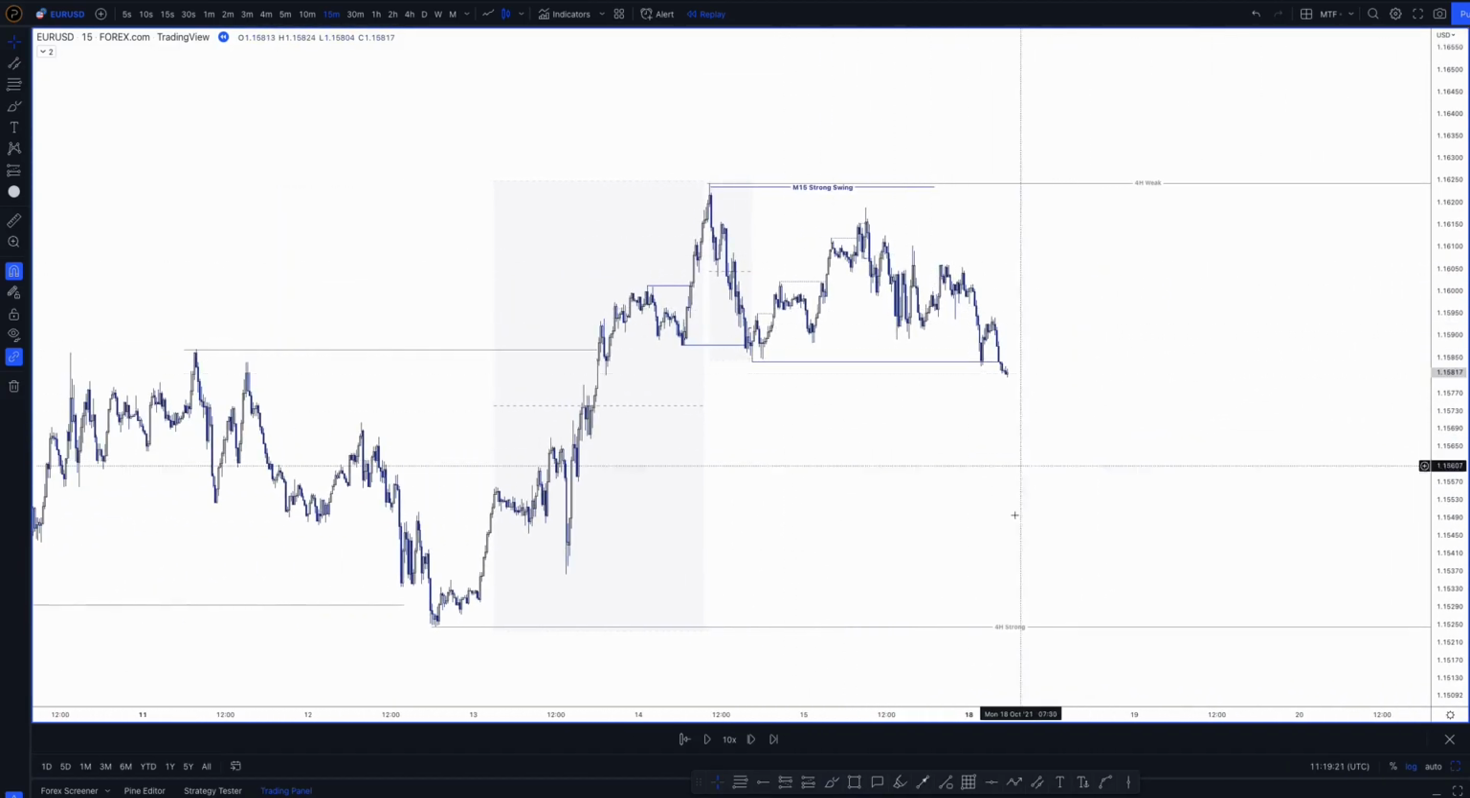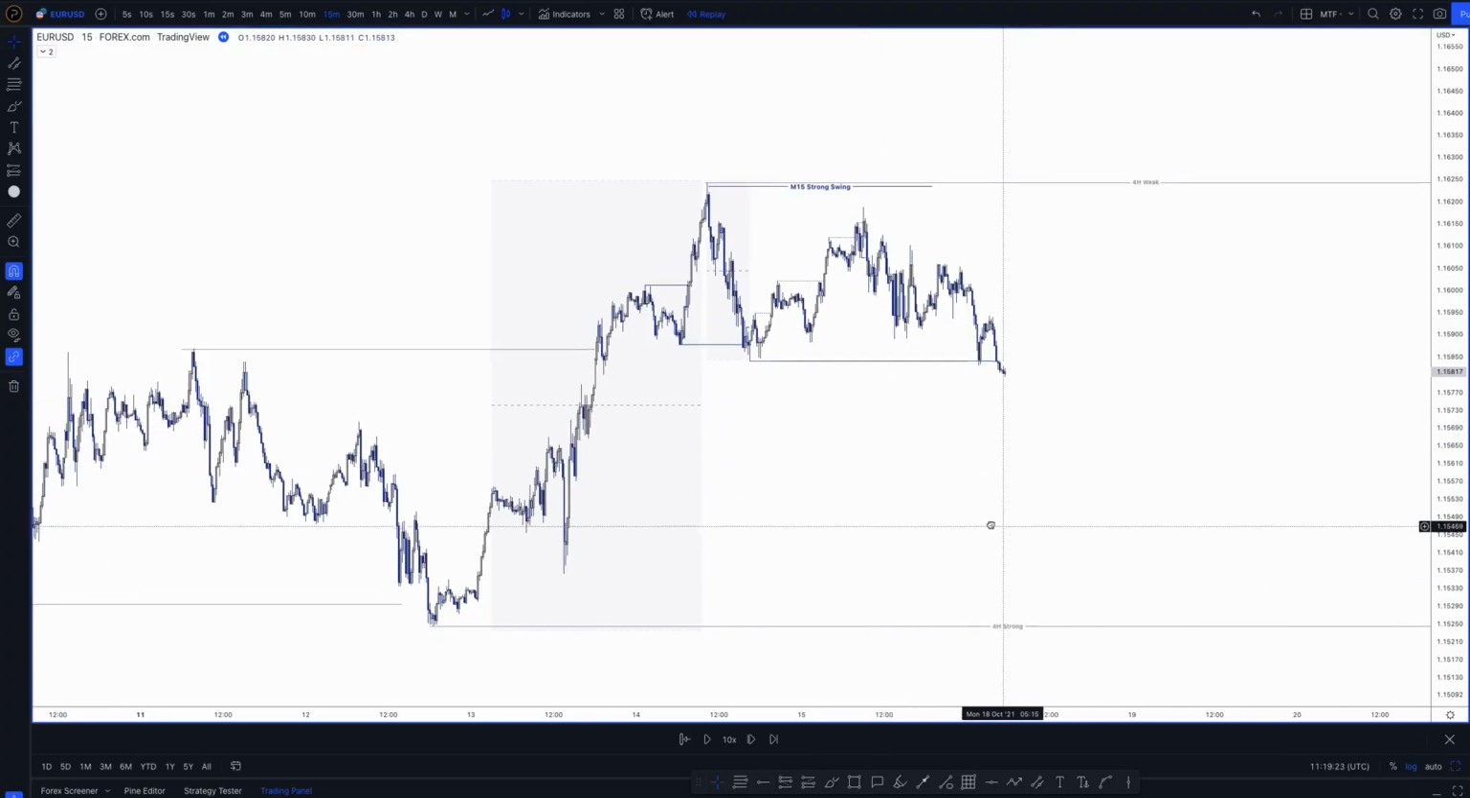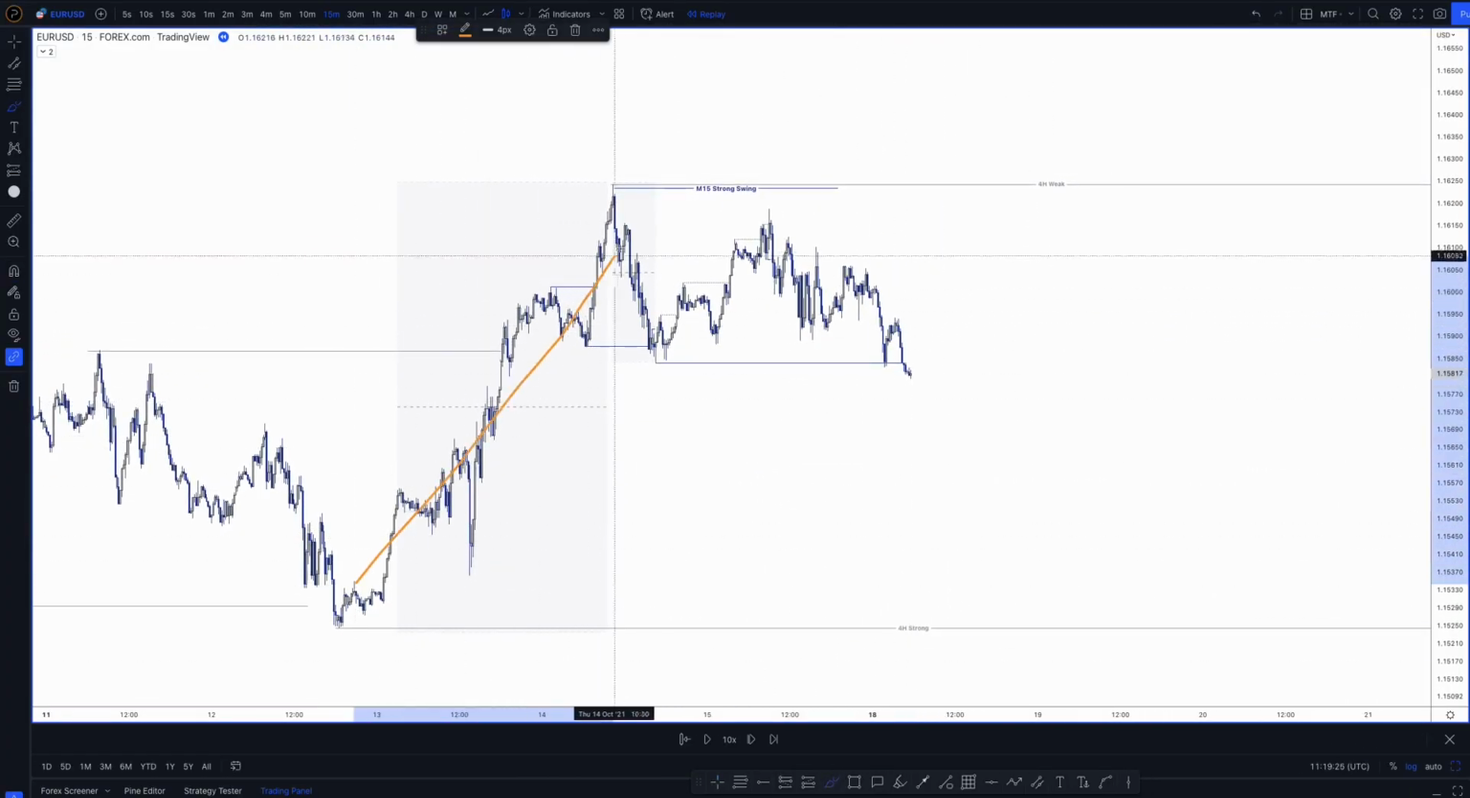Now we've kind of played around with the M15. We really want to be concentrating mainly on trying to capture that next pro 4-hour trend move, right?